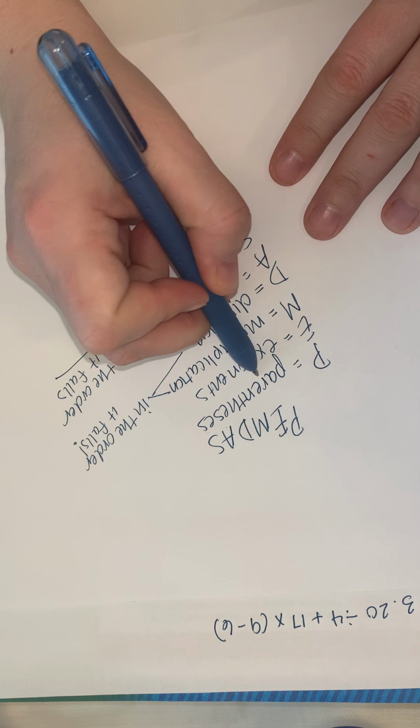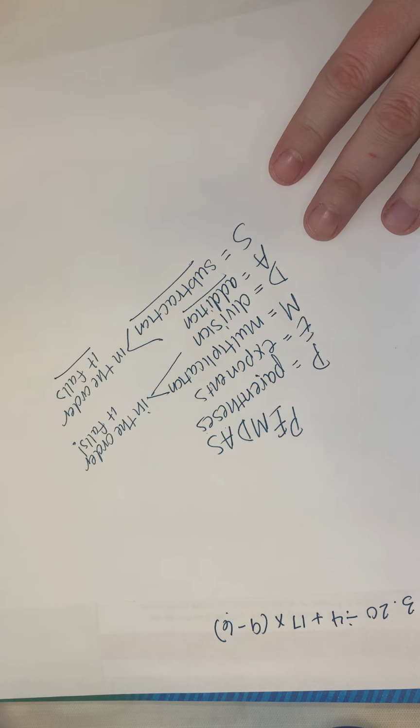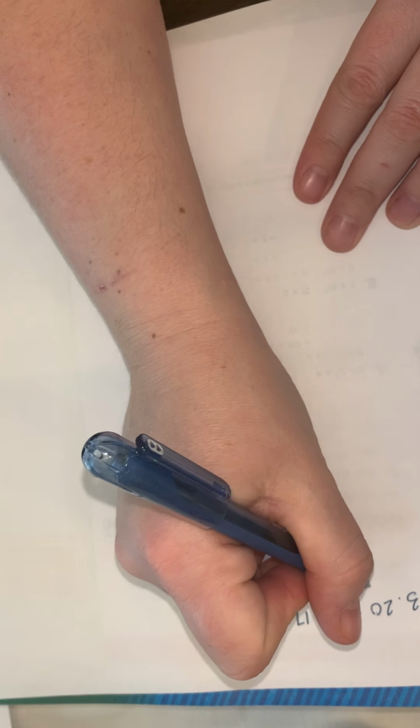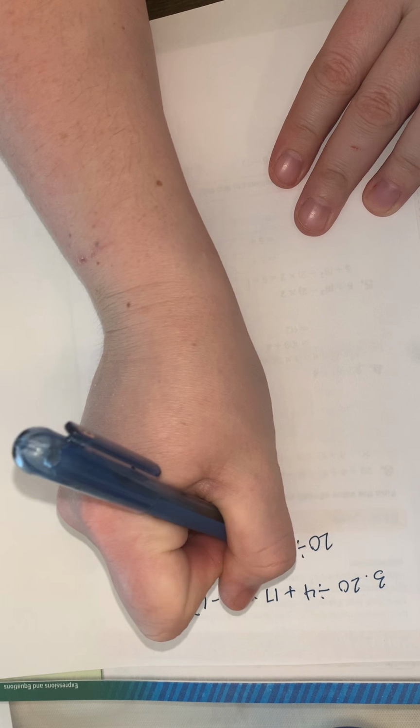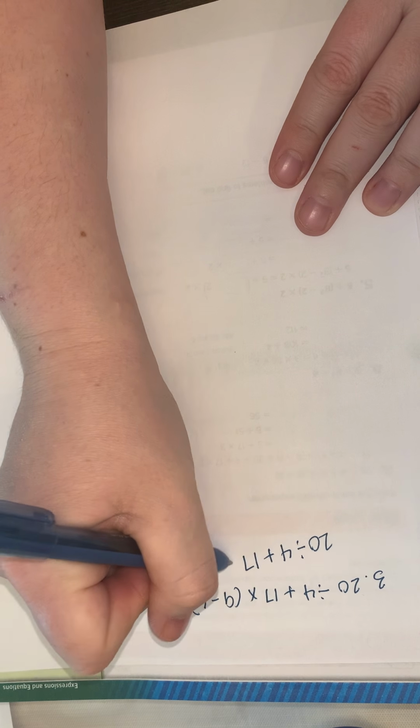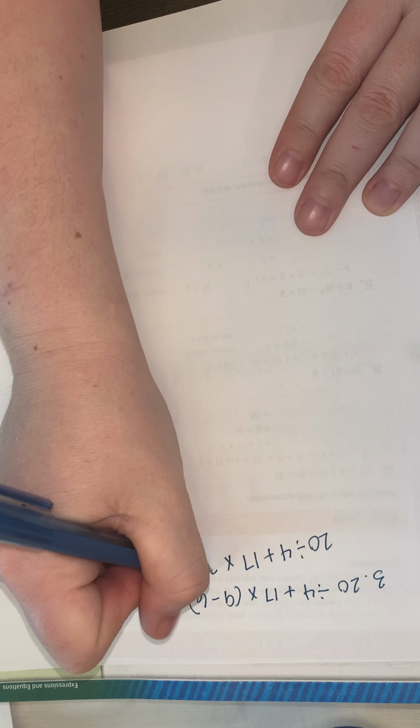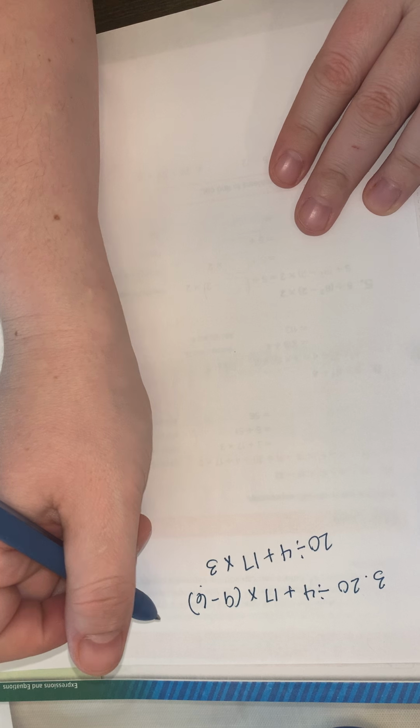Okay, do we have parentheses? Yep, we sure do right here. So we're going to do that first. So I'm going to rewrite out 20 divided by 4 plus 17 times 3. 9 minus 6 is 3.